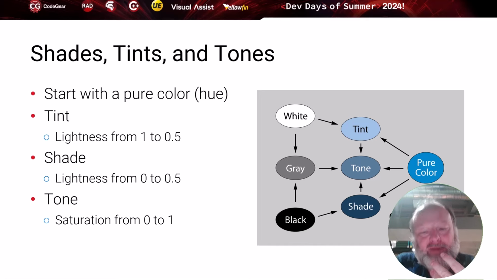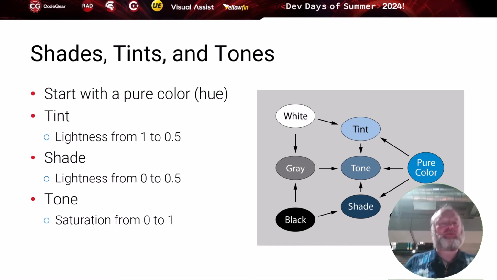Now this diagram shows it as the combination of the shade and the tint, which would work, but with HSL, all you have to do is decrease the saturation. So you take the saturation, actually it should be the other way around, 1 to 0. So 1 would be the pure color, a saturation of 1 is a pure color, and 0 would be gray.